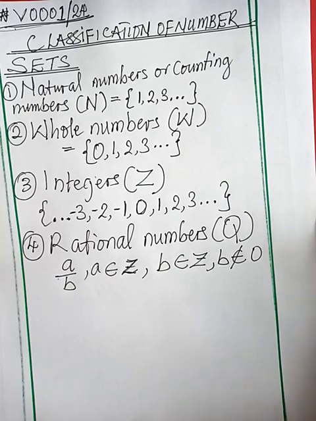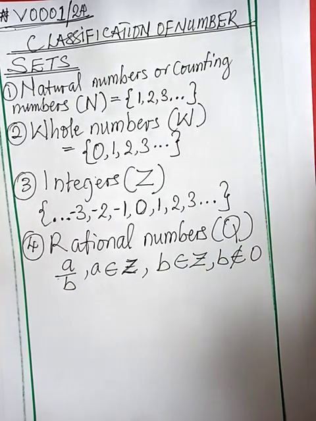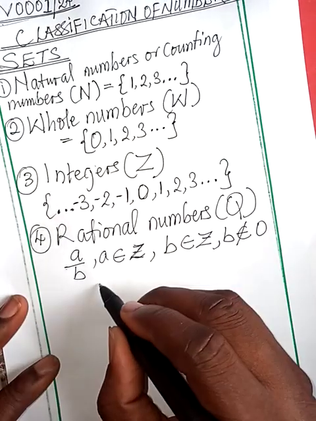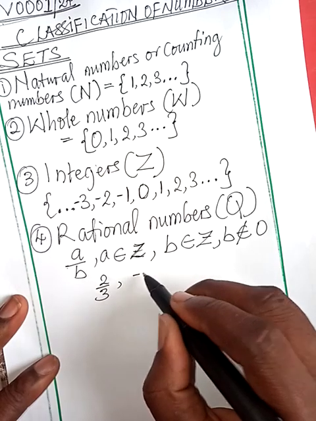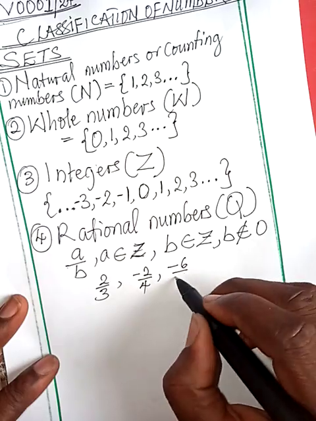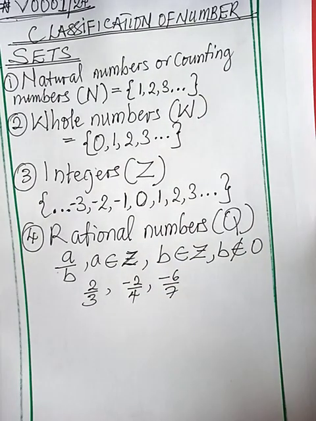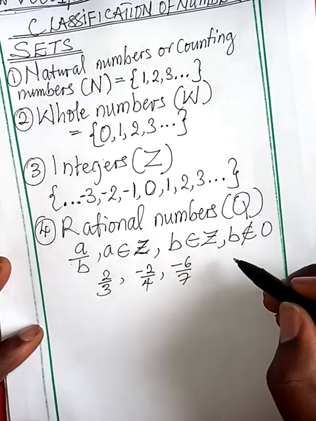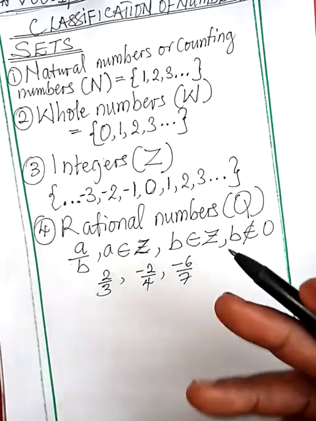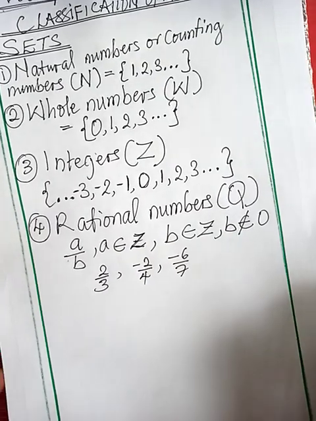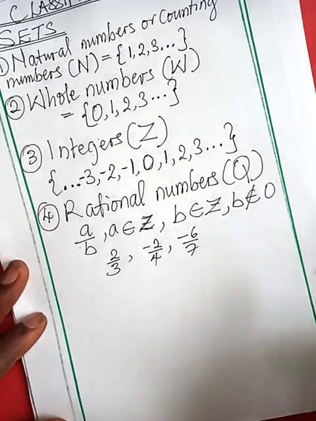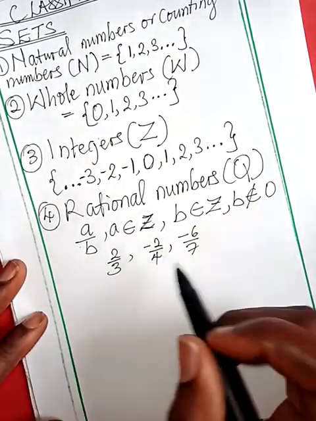So any fraction you can think of, if you can write a number as a common fraction, that number is a rational number. Examples include 2 over 3, minus 2 over 4, minus 6 over 7. Any number that can be written as a fraction is referred to as a rational number. Notice that these denominators cannot be 0. If 0 divides a number, it's undefined, mathematically undefined. So these are rational numbers. And look at their definition. Very important for you to note this.